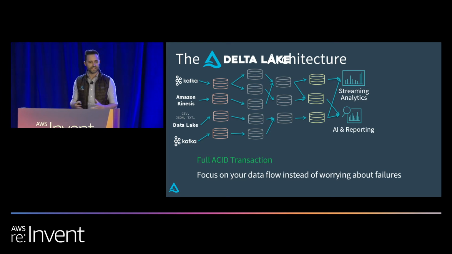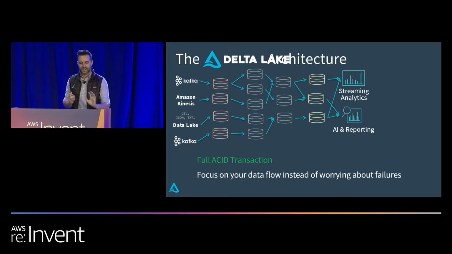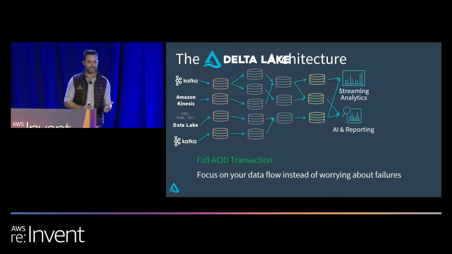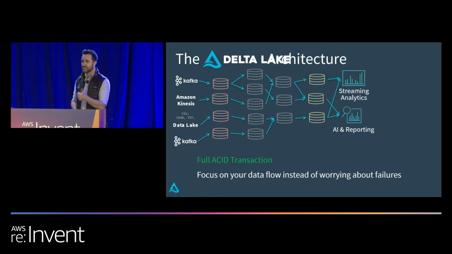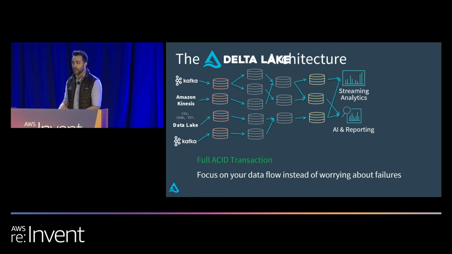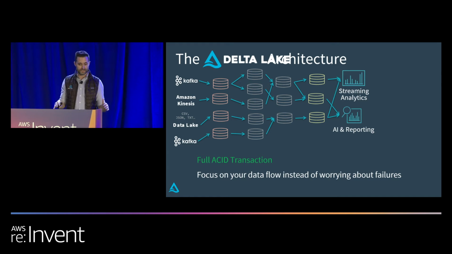This is a trick that databases have had for many years. ACID stands for atomic, consistent, isolated, and durable. So we have that nice property of atomicity. When something happens in Delta, it either happens completely or not at all. If something goes wrong, Delta automatically rolls back that transaction as though nothing had happened.